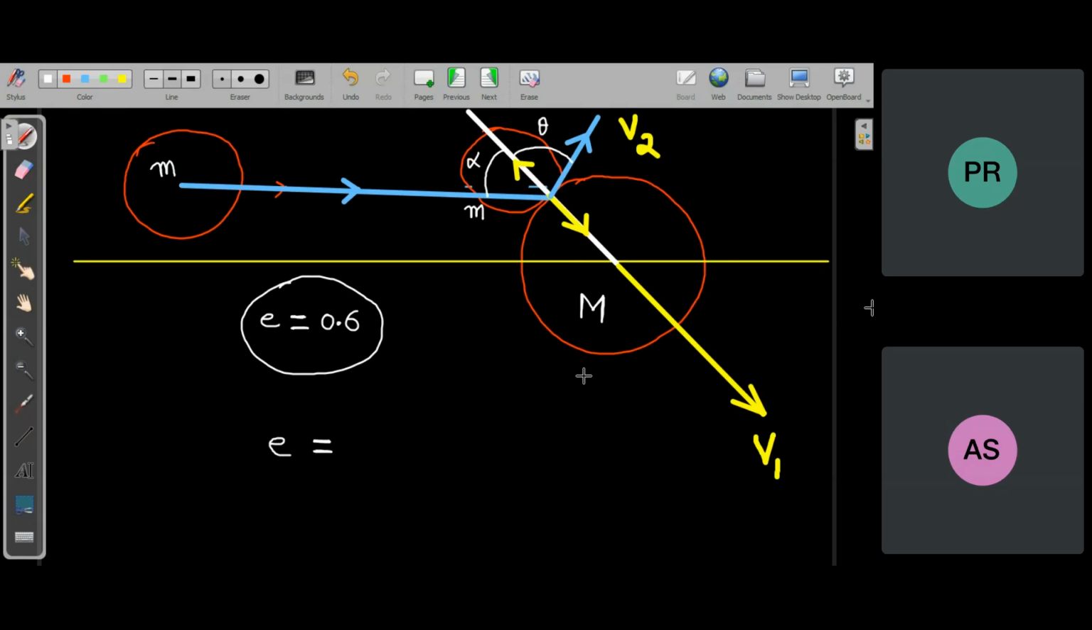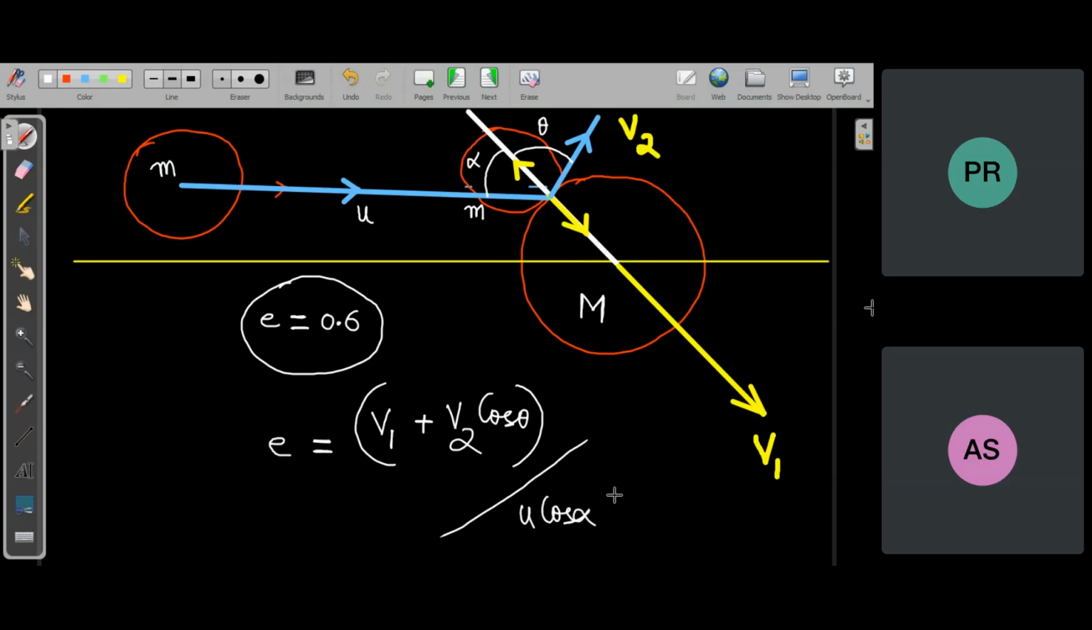Means you have to take its component along the line of impact. So along the line of impact, if you take the component, one is v1 plus another is v2 cos theta, right? See, they are going in opposite direction. And divided by relative velocity of approach along the line of impact. Let's say initial velocity is u, then it will be u cos alpha. So this is one equation that you will get from the coefficient of restitution formula. This is equation number 1.